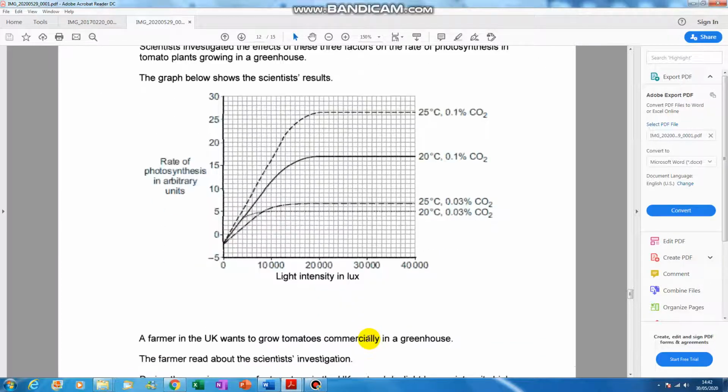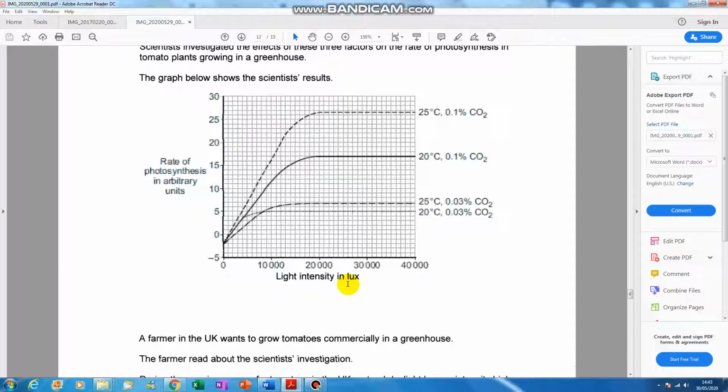So what have we got? We've got rate of photosynthesis, just like before, in arbitrary units, and we've got light intensity, and this time they've given an actual unit of light intensity measured in lux. Initially it might look quite confusing.